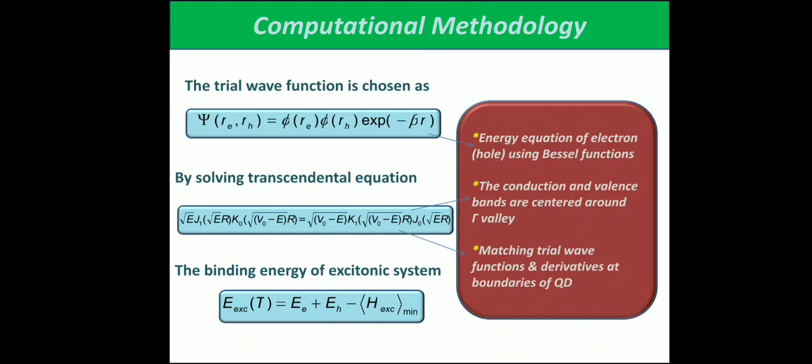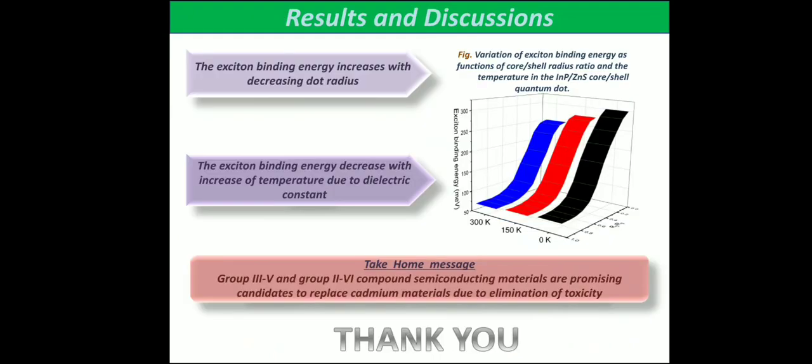So we all know what an exciton is. That is a bound state of an electron and hole which are attracted by the Coulomb force. So in the results, we have plotted the graph by varying the temperature and core radius and studied the binding energy.